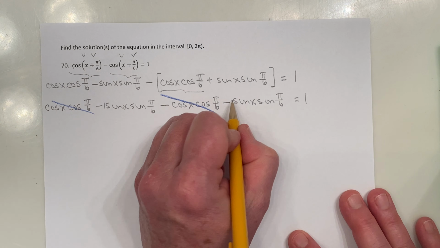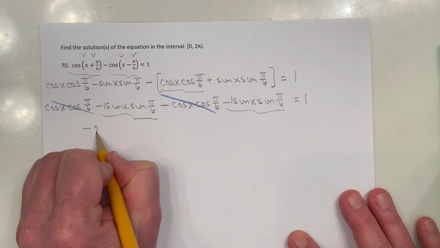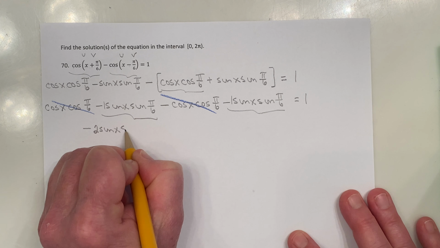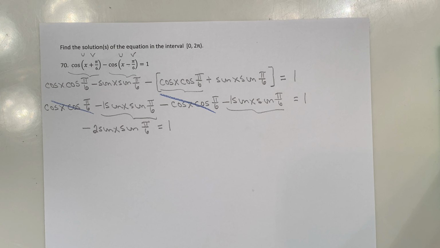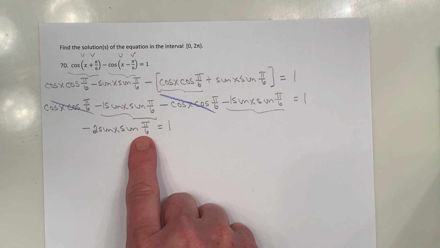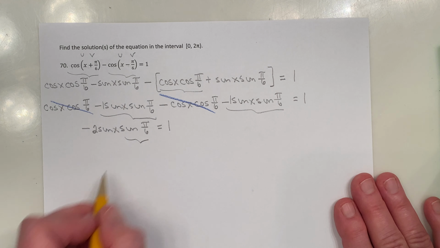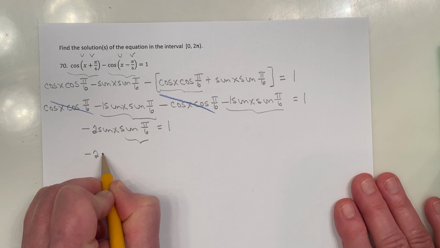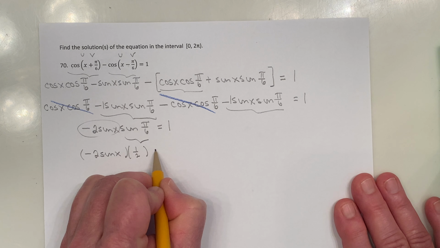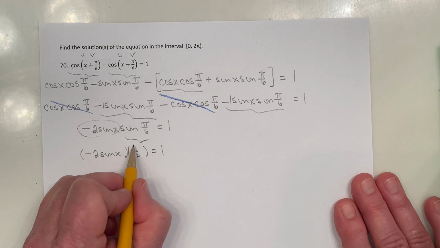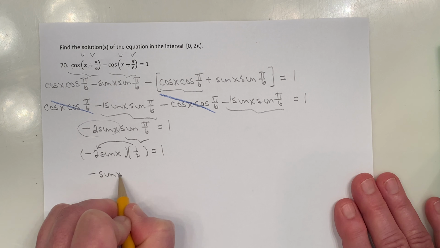Notice the two remaining terms are exactly the same. So I have two of these, but they're both negative. When I collect these two together, they're identical. That means I have negative 2 sine x sine pi over 6. I might change this to a value. So what is sine of pi over 6? We'll go to the unit circle: the y-coordinate at pi over 6 is a half. So I have negative 2 sine x times positive half equals 1. I can multiply negative 2 times a half, and that means I have negative 1 sine x equals 1.